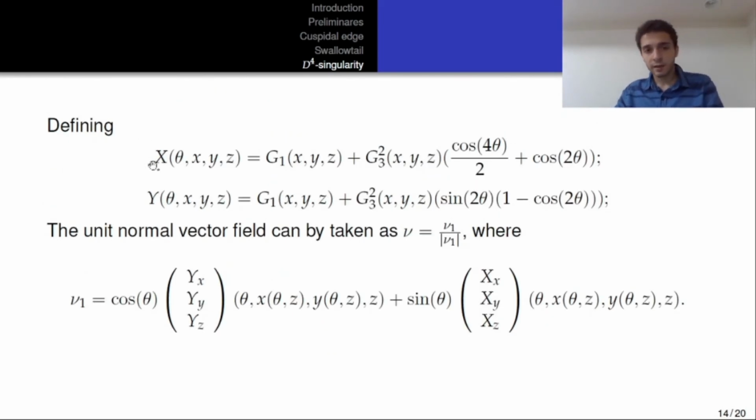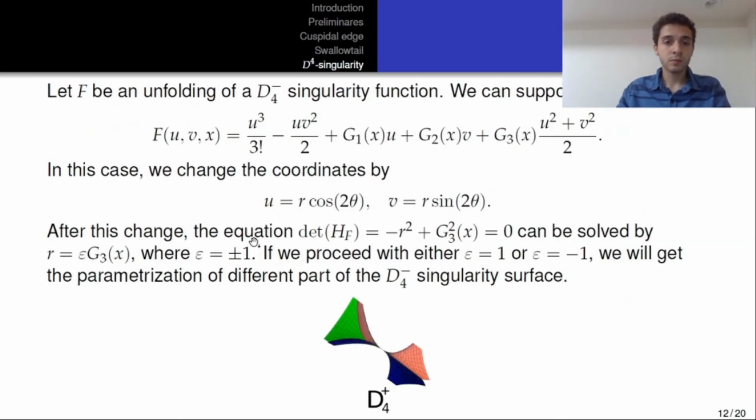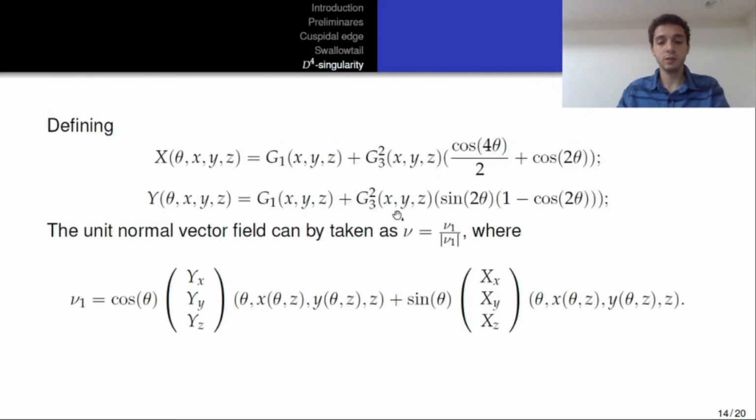And we define x and y, this equation, this function, okay? So the unit normal vector field can be taken as n_i equal n_i1 over the norm of n_i1, where n_i1 is this. So we can get the unit normal vector field once we make this change of coordinates, right?